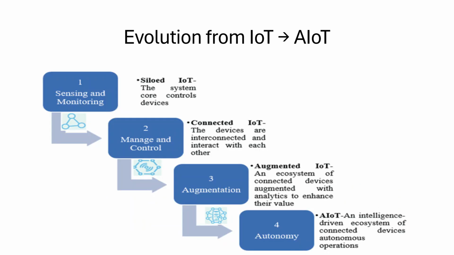So next we are going to see the evolution from IoT to AIoT. Earlier, in IoT systems, sensors were just collecting data. Decisions were made mostly manually or on a cloud basis. After AIoT, intelligence is embedded directly into the device, enabling fast response and predictive capabilities.